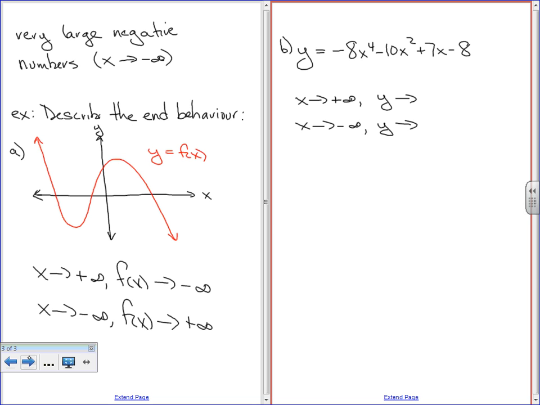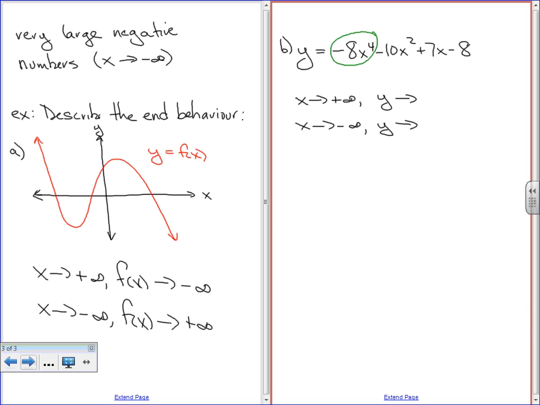Okay? So whenever you're given an equation to define the end behavior, you look at the degree of the polynomial, which is 4, and you use that term in order to determine it. So the x with the biggest exponent determines the end behavior. This is the only thing I really need to worry about. All the other ones I can just ignore.